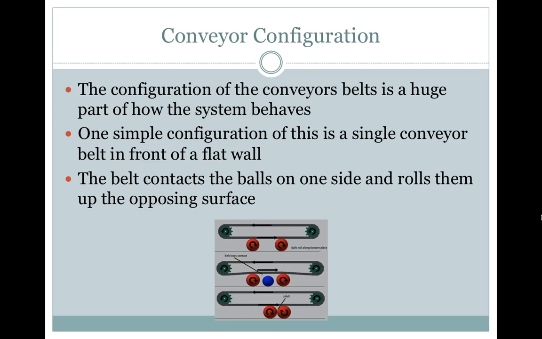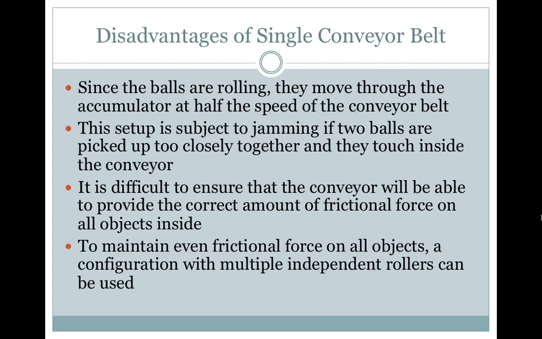One simple configuration of this is a single conveyor belt in front of a flat wall. The belt contacts the balls on one side and rolls them on the opposite surface. Disadvantages of single conveyor belts. Since the balls are rolling, they move through the accumulator at half the speed of the conveyor belt.